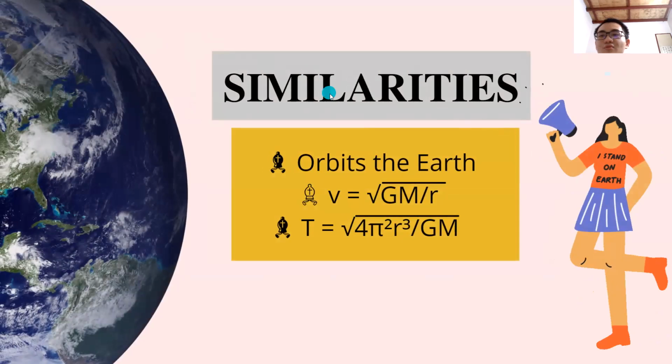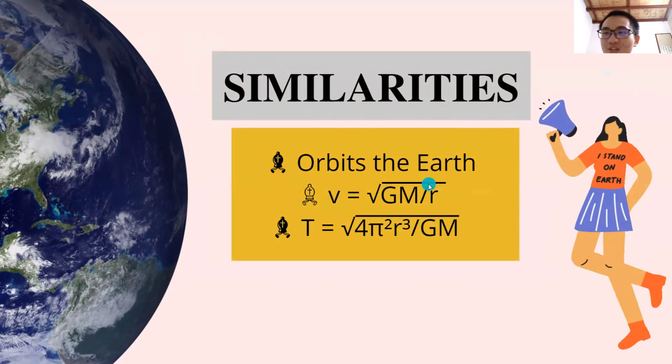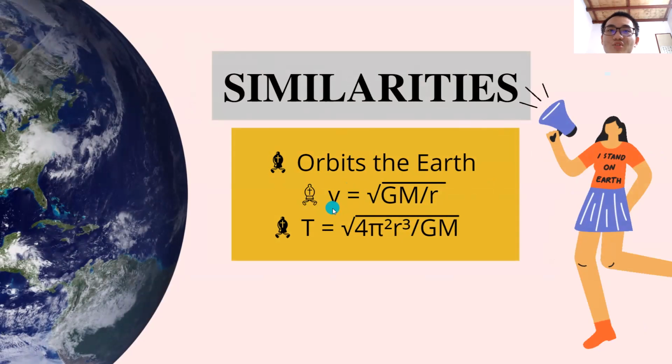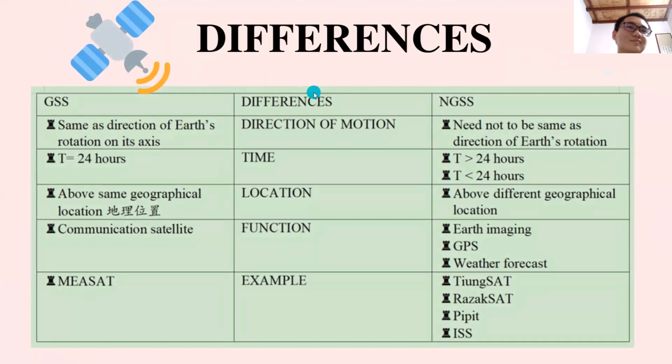The similarity of geostationary satellite and non-geostationary satellite is that both of them orbit the Earth. To calculate the value of linear speed, we use the same formula, which is V equals the square root of GM over R. And for the period of rotation, T equals the square root of 4 pi squared R cubed over GM.